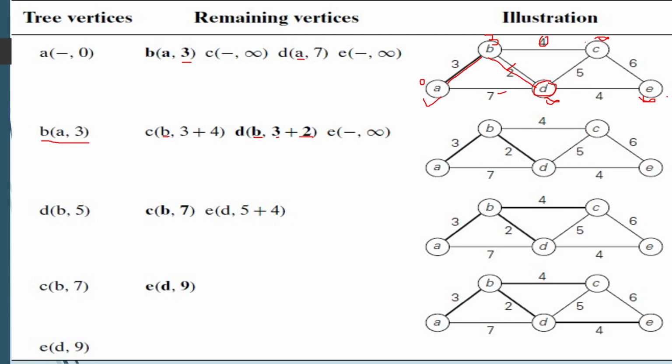Next, same thing, E. Is it adjacent to B? No. Is it adjacent to A? No. So what do you have to do now? You leave this one as a dash and infinity. After checking all the vertices, the next step is to check which one has the minimum edge weight. This is 3 plus 4, this one is 3 plus 2, and this is infinity. So 7, 5 and infinity. Which one is minimum now? 3 plus 2, 5 is the minimum.